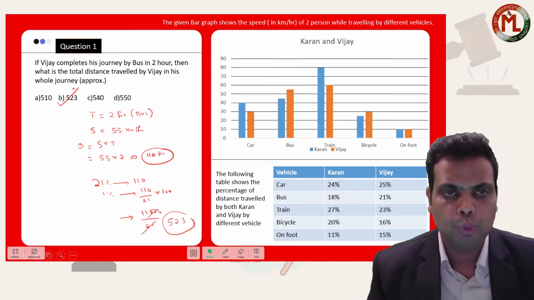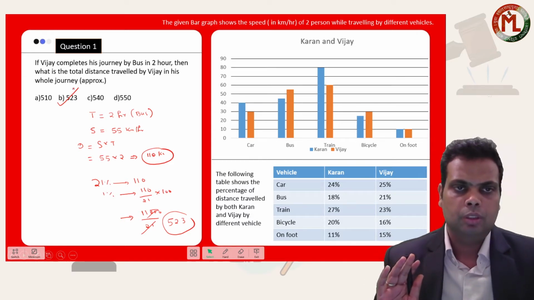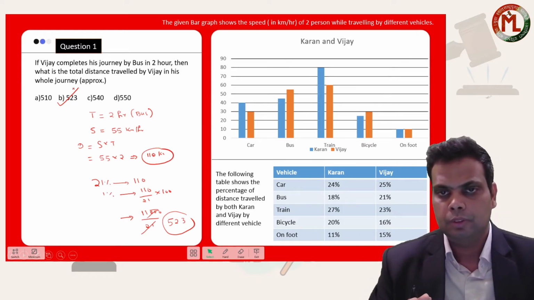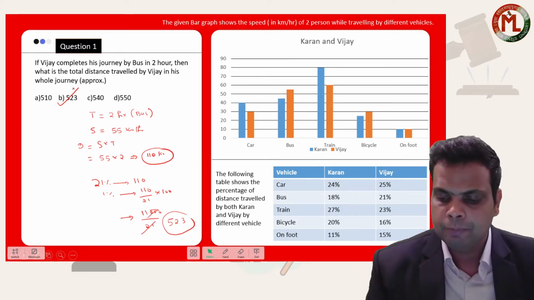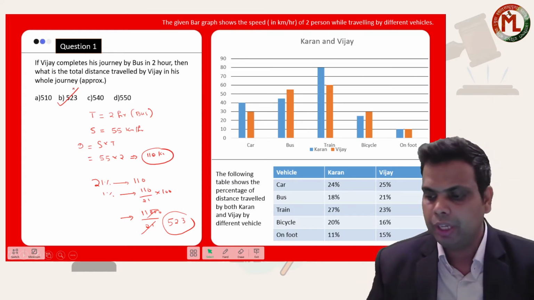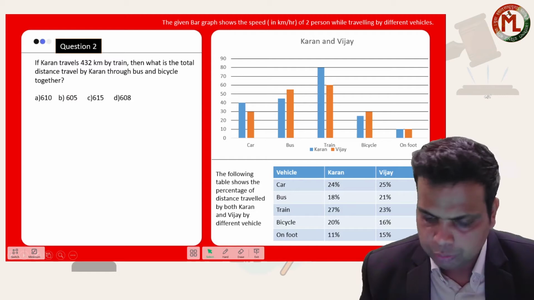The approach is very simple. The level of the CLAT examination is actually up to this level, right? Don't worry about the data. Don't panic when you see the data, right? The question was very easy. Now moving to the next question.